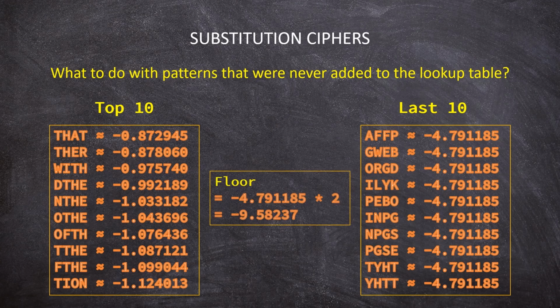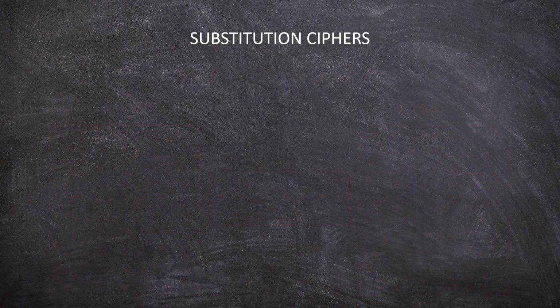We simply create a floor value that can be assigned to each letter sequence that doesn't appear in the table. And the method I prefer to use is to take the smallest value from the last entry in the lookup table and simply multiply it by 2. Now whenever an unfamiliar sequence appears in our secret message, we can assume the likelihood of it being in the English language is very low, and we can give it this floored value.